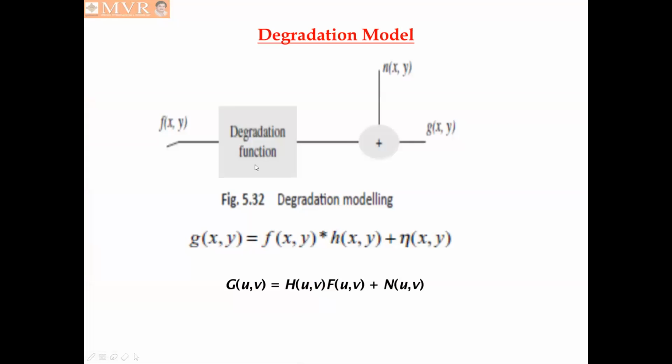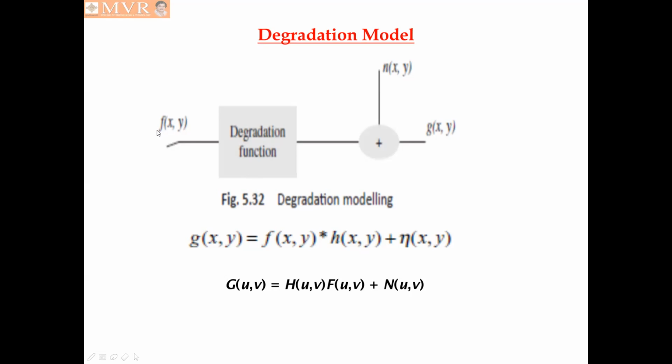So here now you can see what this degradation model is. In this block diagram, we have a degradation function. We have a plus symbol here. It is a summer circuit, and f of x comma y is the input, and the input is applied to the degradation function. So here we have a filter. This is a degradation filter, the degradation function h. You can say that the degradation function will be h of x comma y.